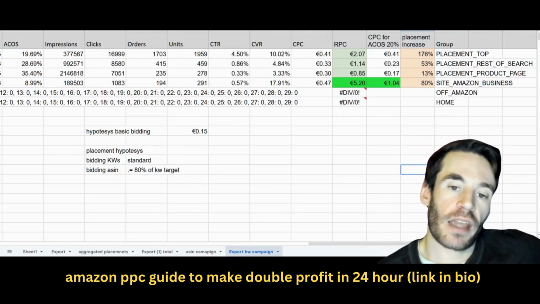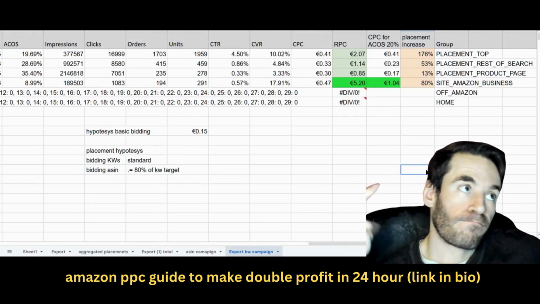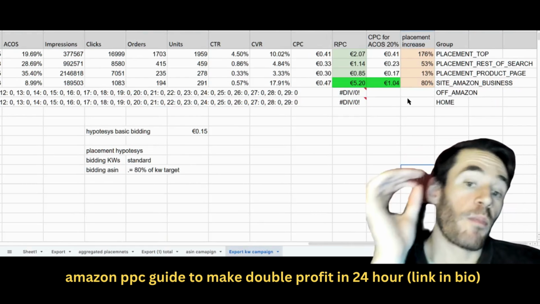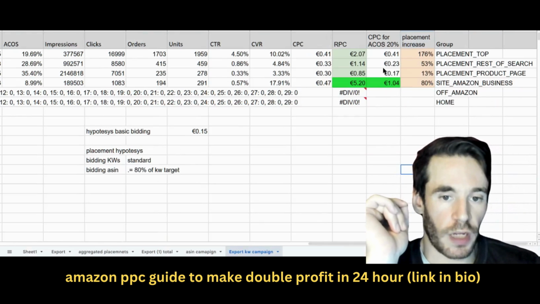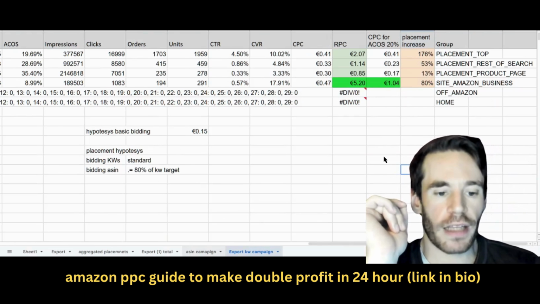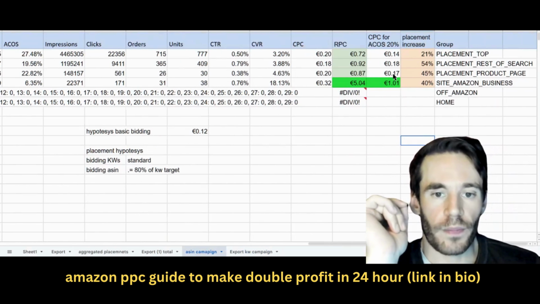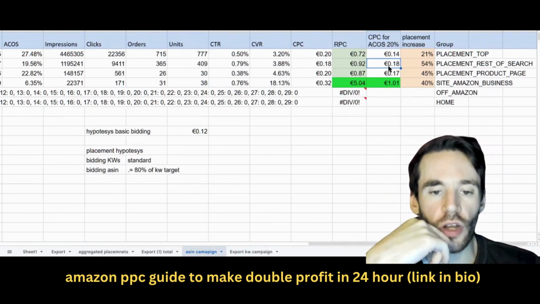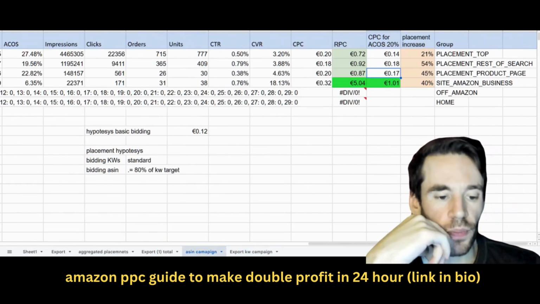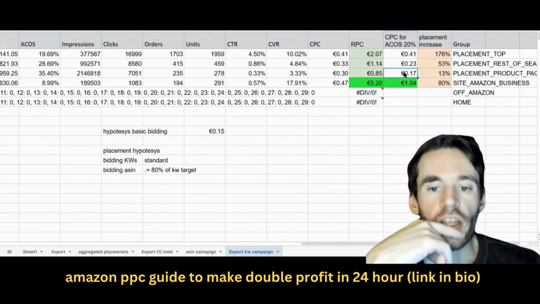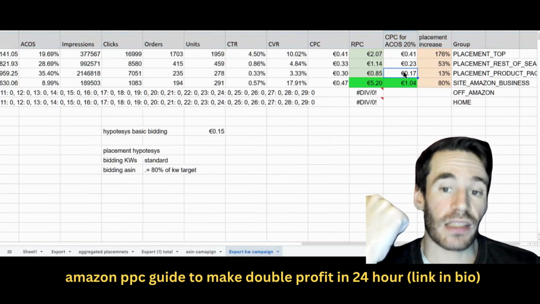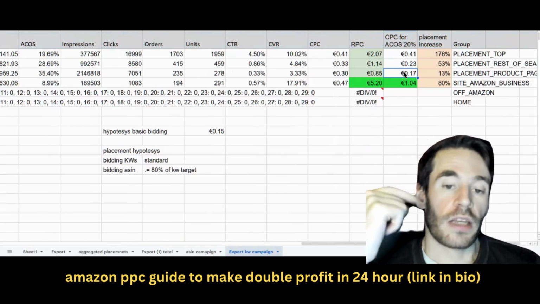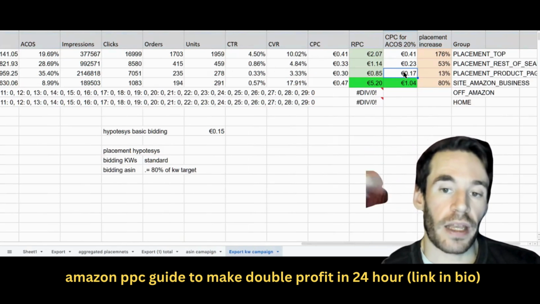So we can estimate that bidding can be higher on keyword targeting. But I want to be clear with you about one thing. Look at cost per click to get 20% ACoS. If we go on ASIN, we have 0.17 on product page, and on keyword 0.17. So you can spend a little bit less if you target ASIN by keyword, and you can spend more if you target ASIN by ASIN, right?